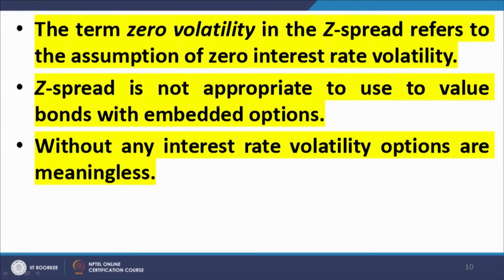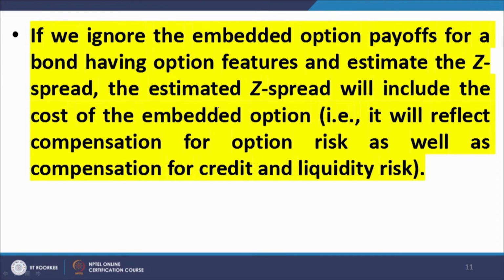Options are only relevant when we talk about instruments which have a certain amount of randomness embedded in them. There is a certain amount of uncertainty insofar as the values that the instrument is going to take at a future date. It is only then that options make sense, otherwise options do not make any sense at all. So, Z spread is not appropriate for use to value bonds with embedded options. Without any interest rate volatility, options are meaningless, and that is what I emphasized just now.